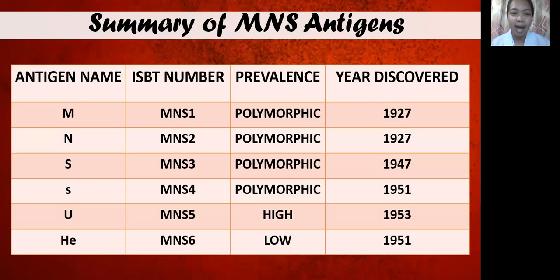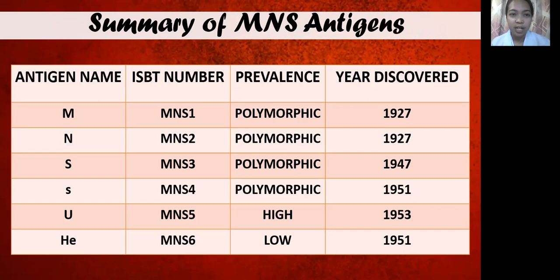For antigen S, it is MNS3. It is also polymorphic, and it was discovered in 1947. Antigen small s is MNS4. It is also polymorphic, and it was discovered in 1951. Antigen U, MNS5, is high in prevalence. It was discovered in 1953.